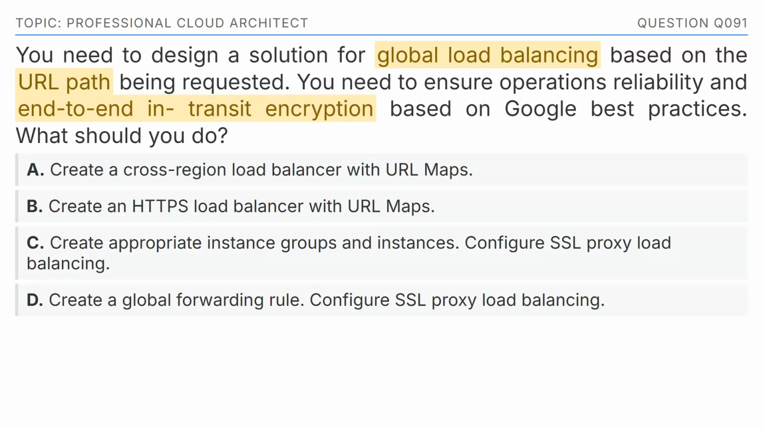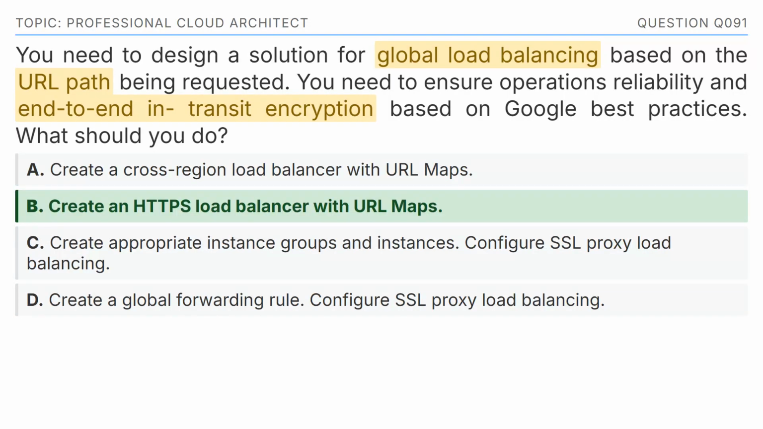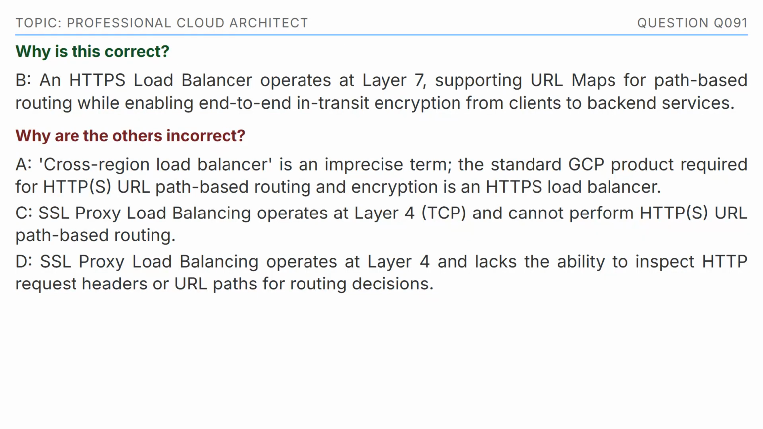To arrive at the correct answer, we focus on the keywords: global load balancing, URL path, end-to-end in-transit encryption. The correct answer is option B. Create an HTTPS load balancer with URL maps. Why is this correct? B. An HTTPS load balancer operates at layer 7, supporting URL maps for path-based routing while enabling end-to-end in-transit encryption from clients to back-end services. Why are the others incorrect?